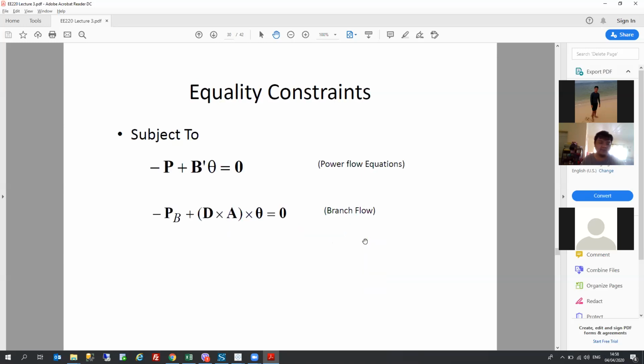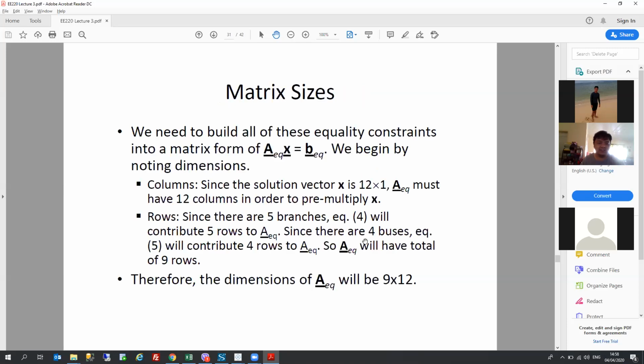Okay, this is our subject to the power flow equations. So let us try to build yung tinatawag nating equality constraints into a matrix that is A equivalent times X is equal to B equivalent. Now we have to note the dimensions, para makuha natin yung A equivalent, okay?